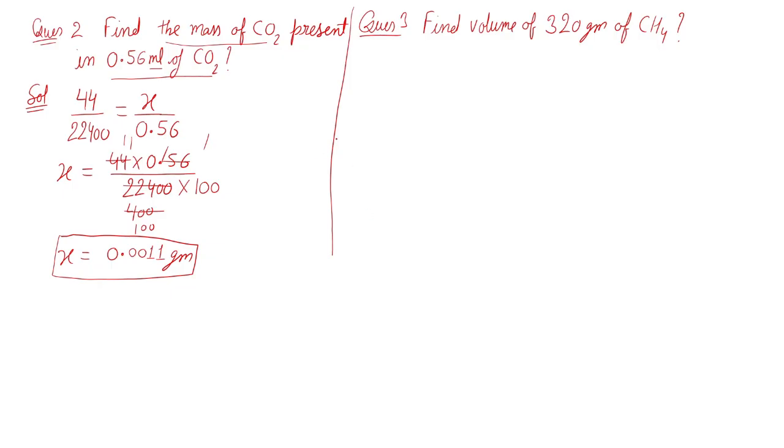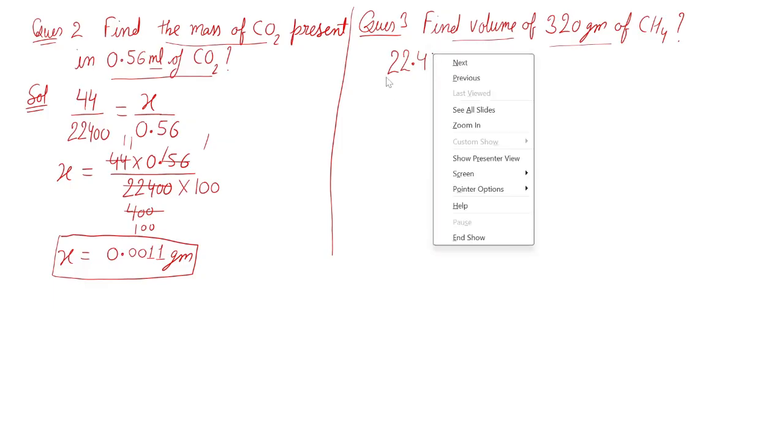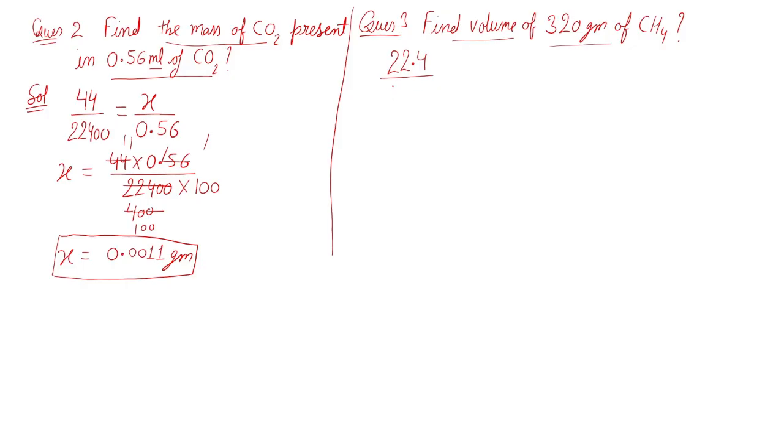Now, as we know, we have to find volume, and mass of methane is given to us. So, same as I told you, the very first left-hand value that we use from the mole concept. It means that we know, for gases, the volume is 22.4 liter for 1 mole. Okay, and we have the mass, so what is the mass of methane? 16 gram, that we know.